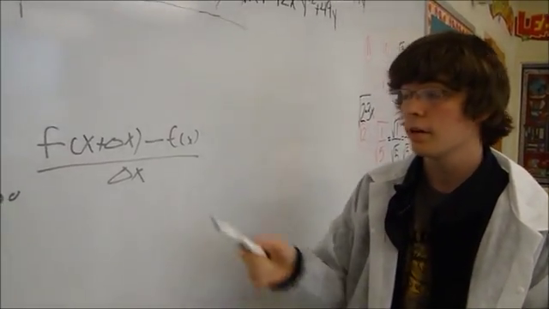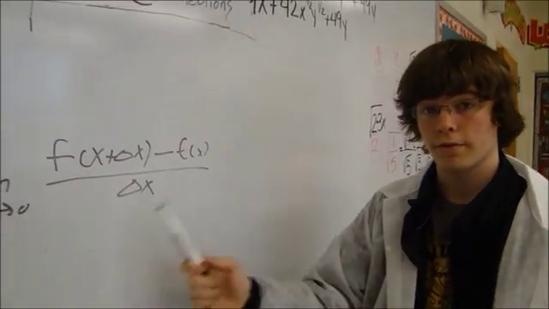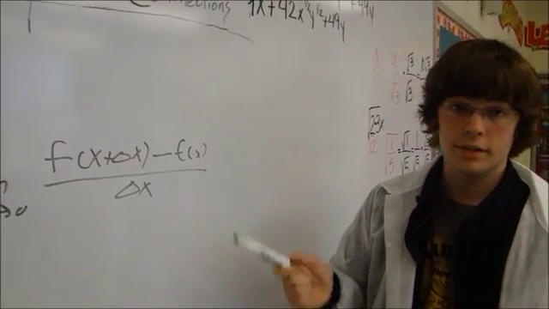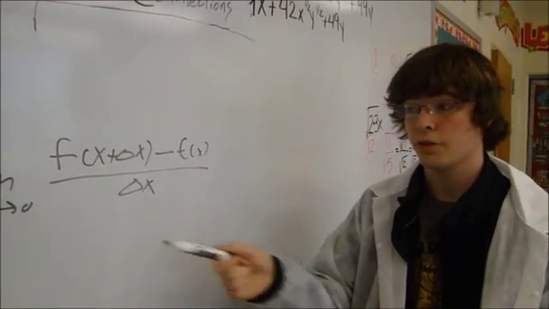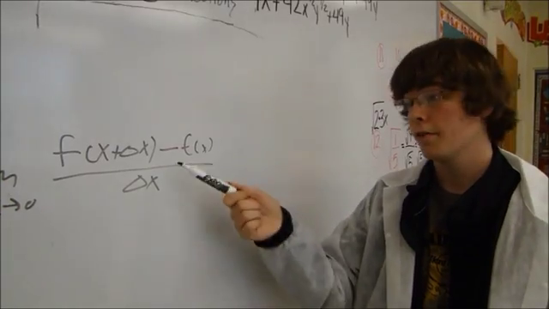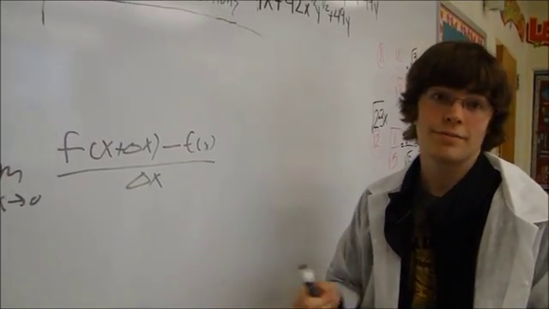However, you see the minus here? It means that most of this is going to cancel out eventually. The point of this is obviously to get rid of the delta x on the bottom because you can't divide by 0. Then you can substitute 0 for delta x, and it all works out.